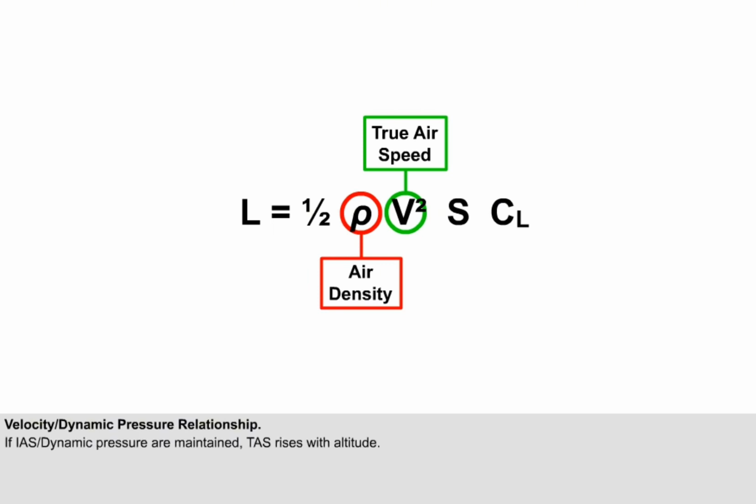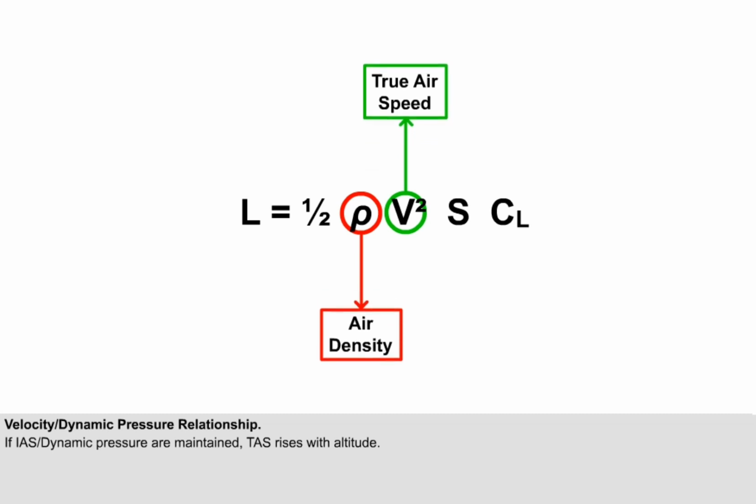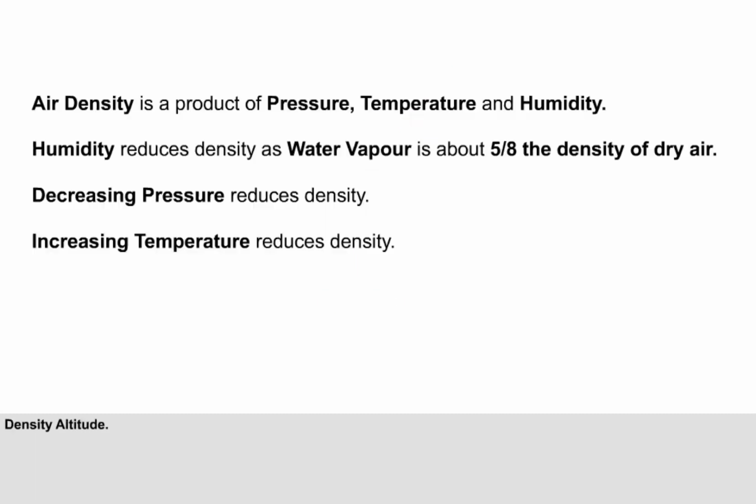With increasing altitude and decreasing density, the TAS will increase if the indicated airspeed, IAS, and thus dynamic pressure are maintained. Air density at the time of takeoff and landing can significantly affect aircraft. For example, if air density is low, a longer takeoff run will be needed.